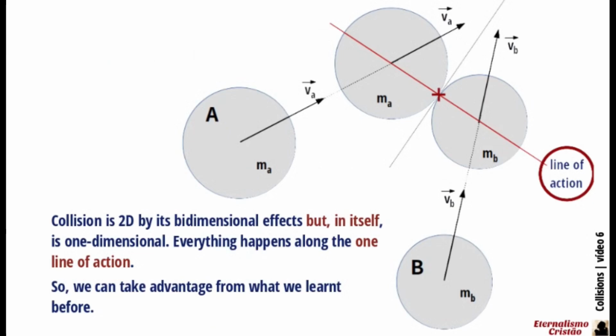Collisions are 2D by their bidimensional effects, but, in themselves, they are one-dimensional. Everything happens along the one line of action. So, we can take advantage of what we learned before.